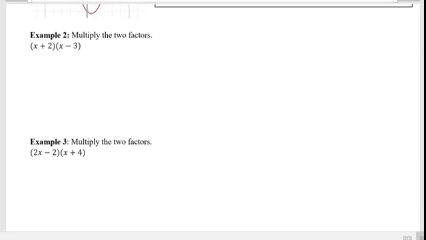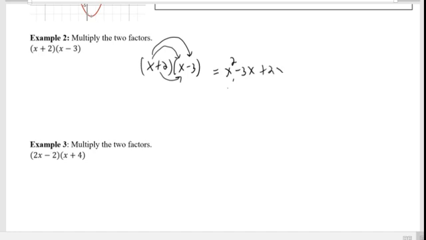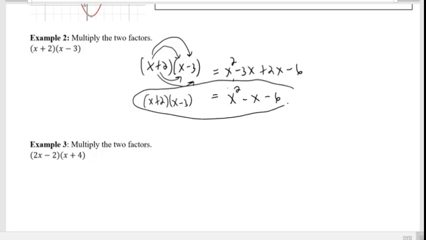So if we have two factors and we want to multiply them together, we get x plus 2 times x minus 3. Then we multiply x times x, which is x squared. X times -3 is -3x. 2 times x is 2x. And 2 times -3 is -6. Then you want to combine your like terms. -3x plus 2x is -x. So x squared minus x minus 6 would be our answer.